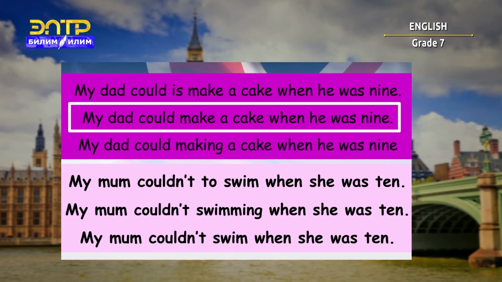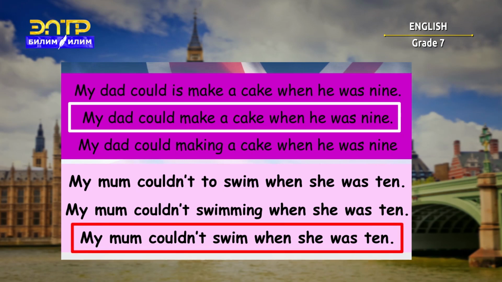Let's do the next one. My mom couldn't swim when she was 10. My mom couldn't swimming when she was 10. And the last one. My mom couldn't swim when she was 10. And the right answer here is... that's right, the third sentence. My mom couldn't swim when she was 10.